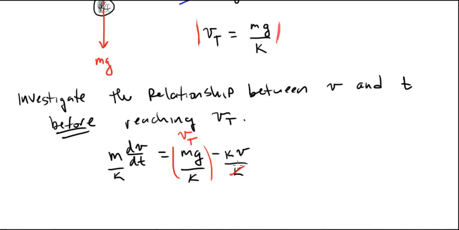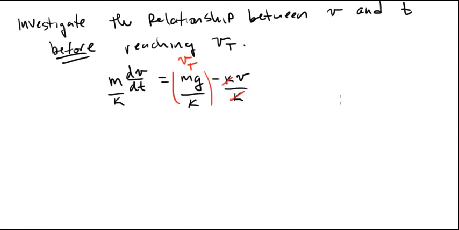So now I've got, this is mg over k, so that's just vt, right? In this case, the k's are going to go away, and then I've got m over k here. So I can now simplify this, if I move down again. I can say m over k times dv dt equals vt minus v. Okay?